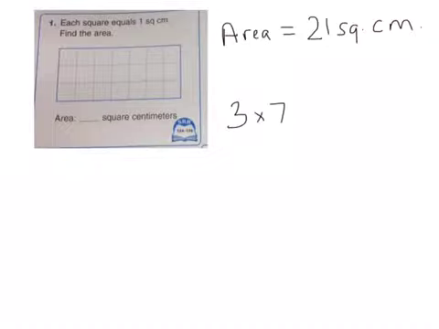3 groups of 7 is the same as 21, and then we need to make sure to include our units of square centimeters because our area is in square centimeters for our answer. So again, our answer is going to be 21 square centimeters.